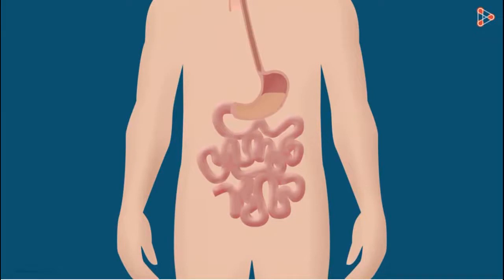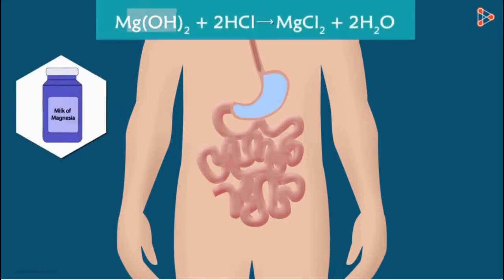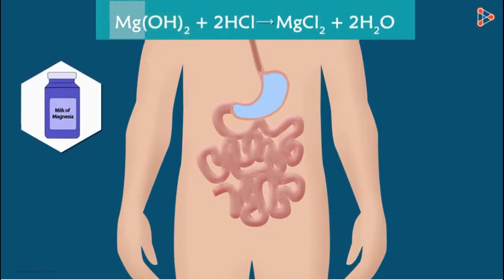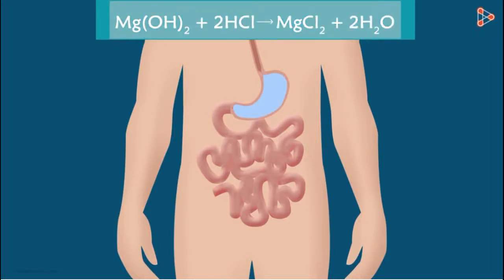And next one is the digestive system. Our stomach produces hydrochloric acid. If excess acid is produced in our stomach, we get ulcers. So for this, we have to take antacid tablets. These antacid tablets contain a base, namely magnesium hydroxide. This magnesium hydroxide neutralizes the excess acid in our stomach. So the chemical reaction that takes place here is Mg(OH)2 plus 2HCl gives MgCl2 plus 2H2O.